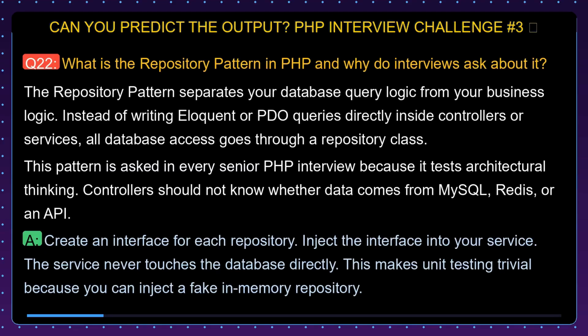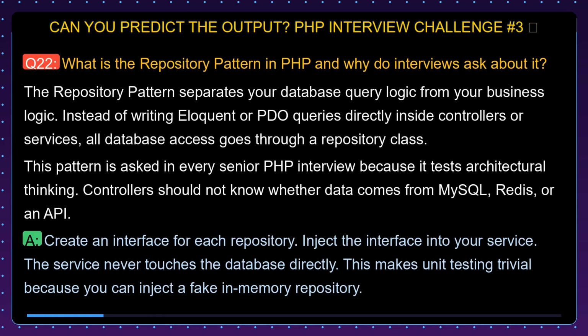Q22. What is the repository pattern in PHP and why do interviews ask about it? The repository pattern separates your database query logic from your business logic. Instead of writing Eloquent or PDO queries directly inside controllers or services, all database access goes through a repository class. This pattern is asked in every senior PHP interview because it tests architectural thinking. Controllers should not know whether data comes from MySQL, Redis, or an API.